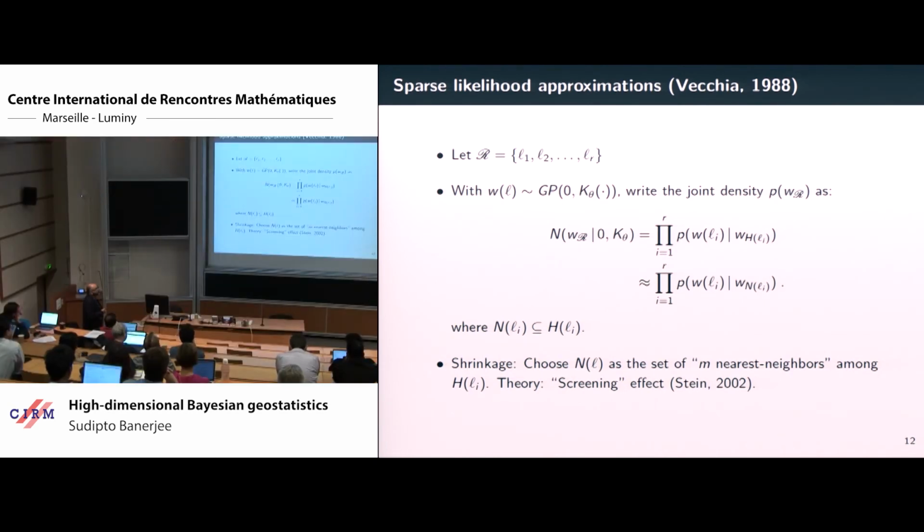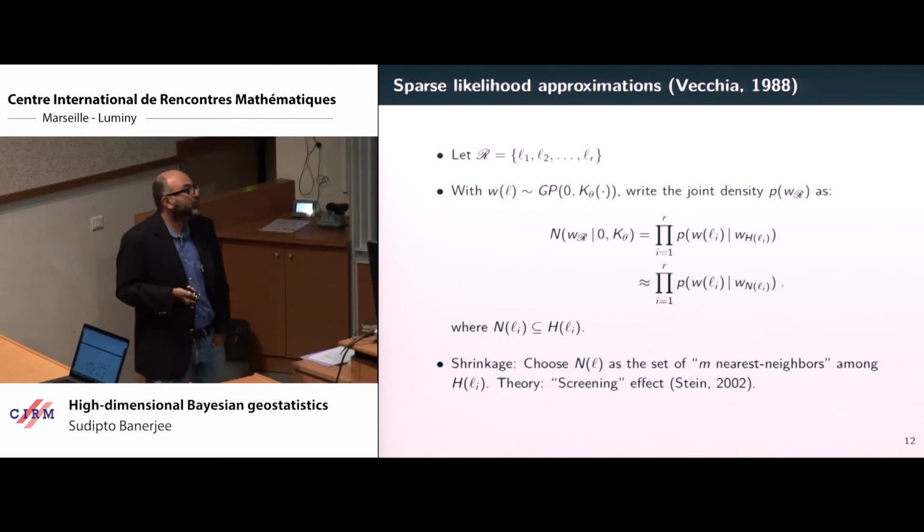Vecchia took a multivariate normal density and said, I'm going to take the locations, simply use an arbitrary ordering of it, and write it as a product of these composite densities. That's the exact decomposition: probability of W_L1, and probability of W_L2 given W_L1, and so on. And then I'm going to approximate it by not taking the entire history, but simply taking what is essentially a directed acyclic graph. The parent set gets shrunk to some kind of neighbors. And this becomes a composite likelihood, and I'm going to use this as an approximation to, in fact, estimate the parameters theta here.